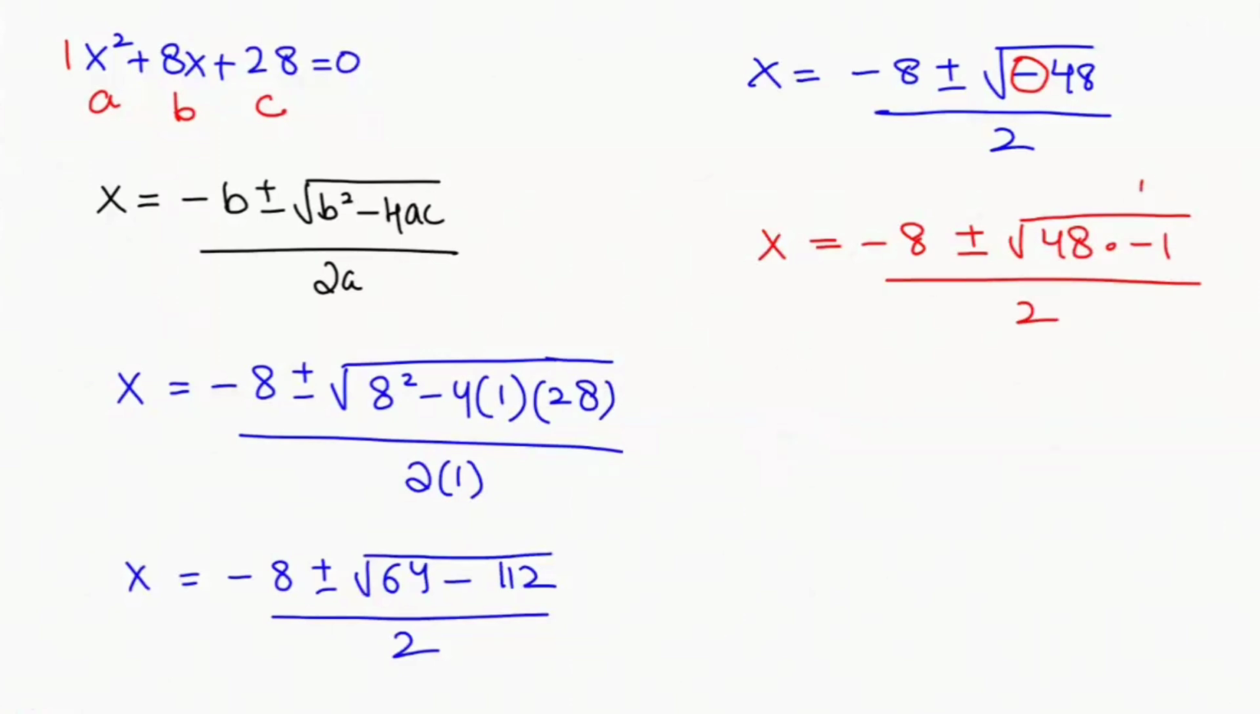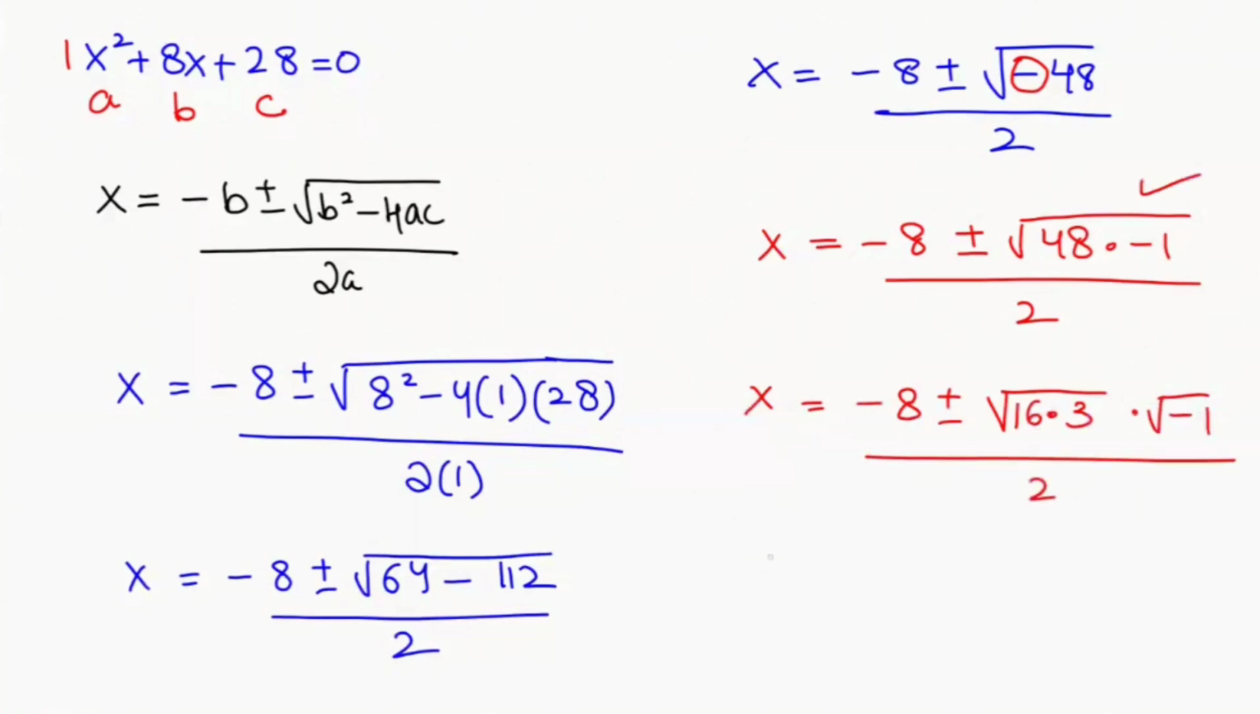Now I'm going to apply here the radical rule, and I'm going to express this separately. Minus 8 plus minus root 48. I'm going to write here 16 times 3 times root negative 1 over 2. X is equal to negative 8 plus minus the root of 16, we have 4 root of 3, and the root of negative 1 is equal to iota, over 2.